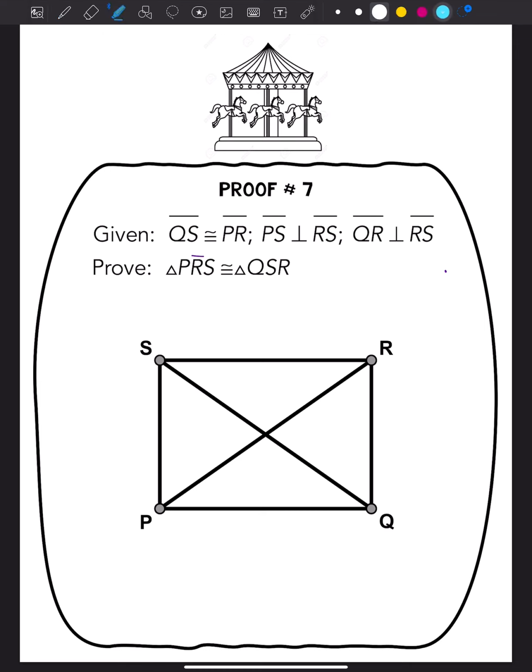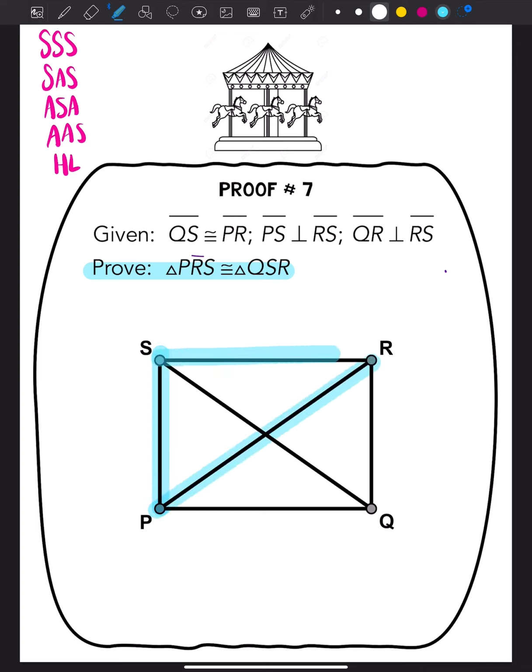So I'm going to go straight to my proof line, and I'm being asked to prove that my triangles are congruent. So I know my options are side, side, side, side, angle, side, angle, side, angle, angle, angle, side, and hypotenuse leg. What I also know is that my two triangles are overlapping. So the triangle PRS is this triangle here. And I'm being asked to prove that it's congruent to QSR. So that's this triangle here.